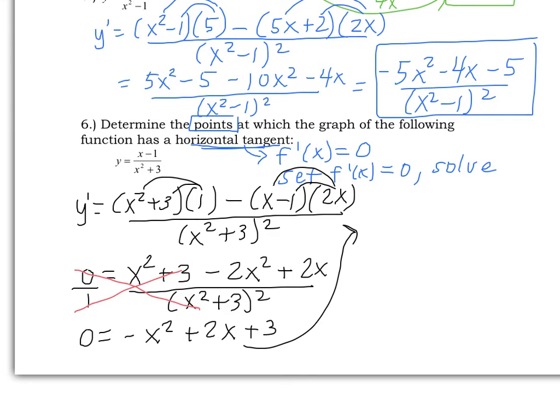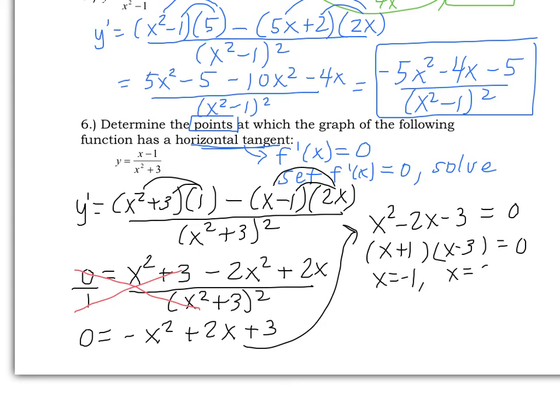So I'm going to get this over to the other side so that my x squared term is positive. I just brought my terms over to the other side, so I changed my signs. Well, this can be factored. This is going to be x plus 1, x minus 3 for our factors, which give us solutions of negative 1 and positive 3. So we just did basic factoring there.